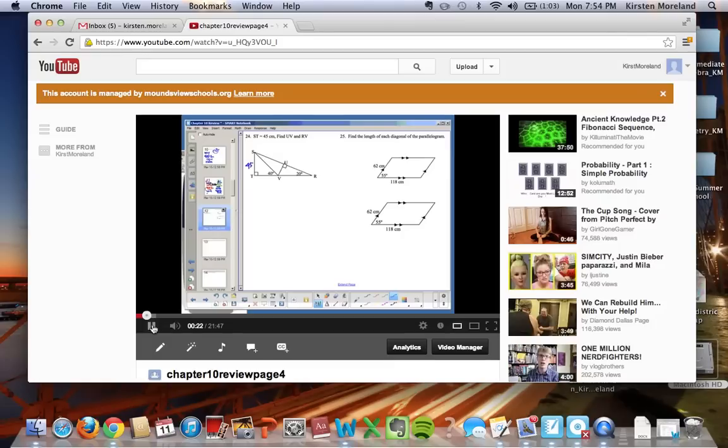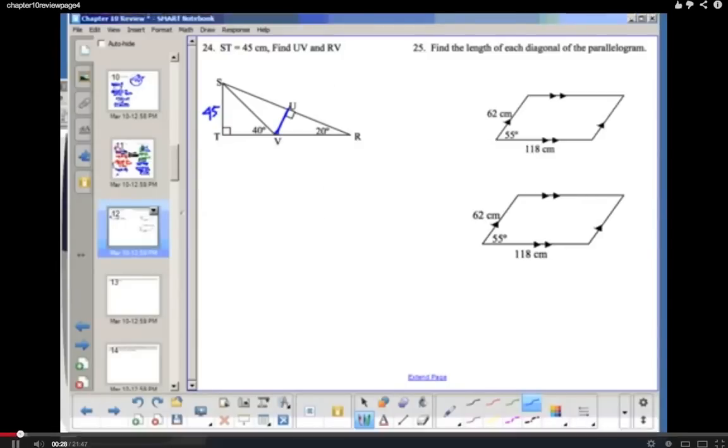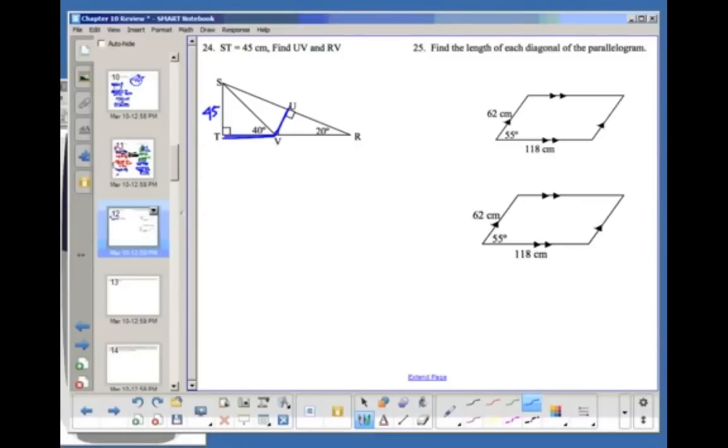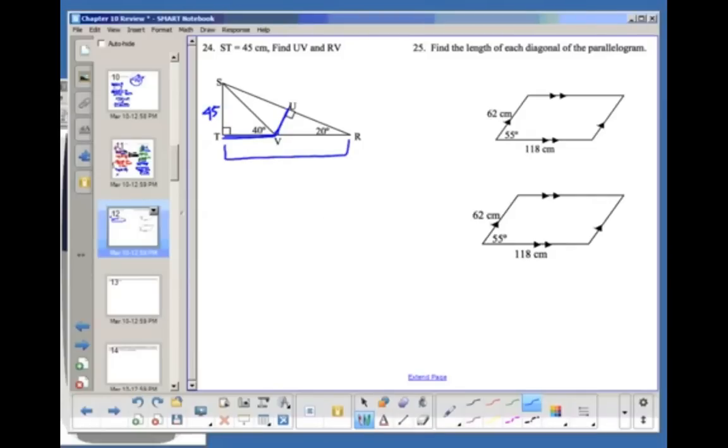Alright, let's see if I can finally put sound to this video. So what I'm really trying to find on this number 24 is UV and RV. I'm going to use TV and RT to find RV by subtraction. And once I find RV, I'm going to find UV because it's all on that same little triangle that I just outlined in blue.